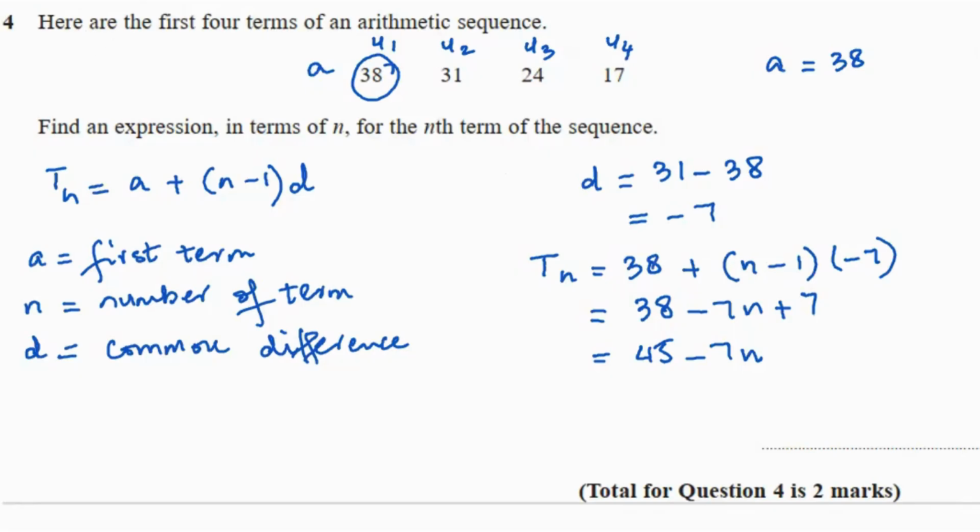Very simple. You need to know the formula, which is already given in the formula sheet. Then you just identify your first term and your common difference value, substitute them, simplify the expression, and you have your nth term expression.